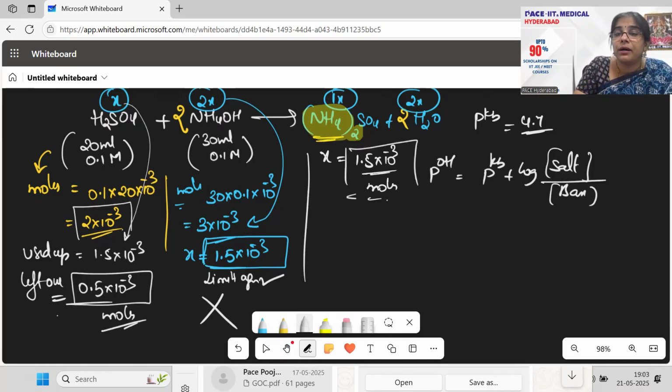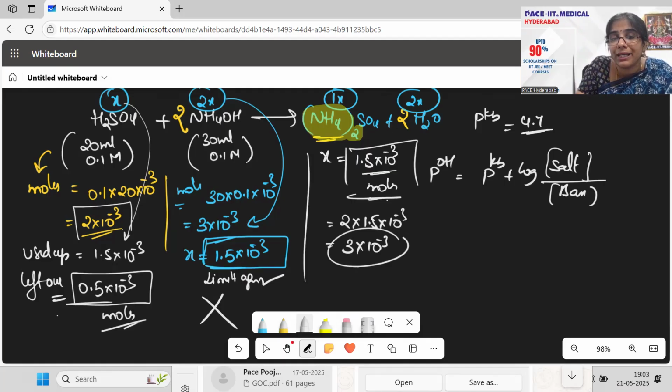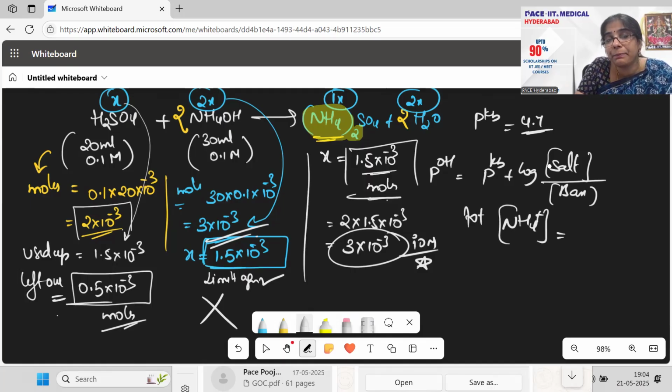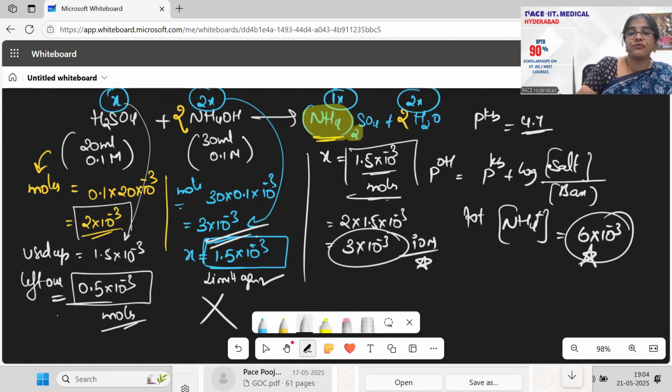So 1.5 into 10 power minus 3 molecules के लिए 2 into 1.5 into 10 power minus 3, which is 3 into 10 power minus 3 ions are what getting released. Do you get that? Yes. उतने आयॉन्स रिलीज हो रहे हैं मेरे पास. And then यहाँ पे कितने आयॉन्स है? अमोनियम हाइड्रोक्साइड में कितने आयॉन्स है? That is also 3 into 10 to the power minus 3. So total NH4 plus ions है कितने मेरे पास? 6 into 10 to the power minus 3 is the total NH4 plus ions.